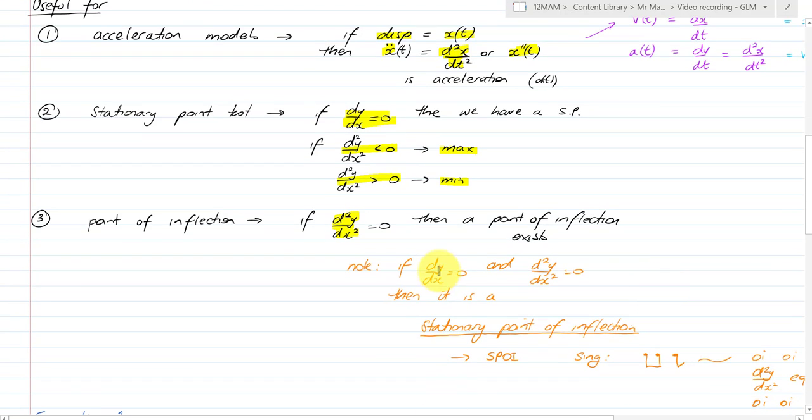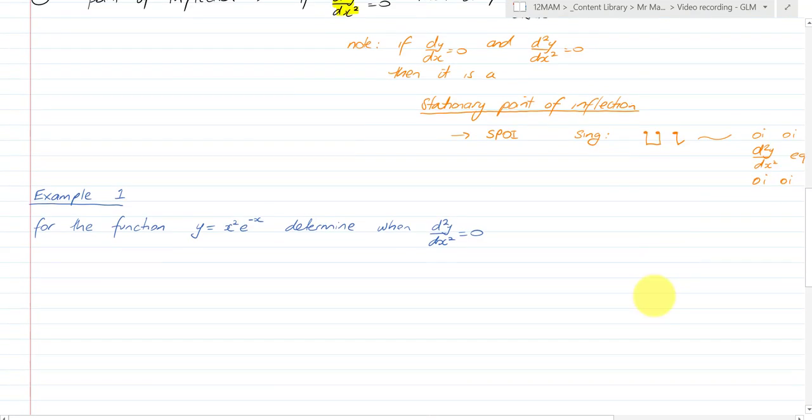Now, if dy dx equals 0 and d squared y dx squared equals 0, then this is considered a stationary point of inflection, which in my class I invented a song for. Not a very good song, but a song nonetheless. So let's have a look at some examples.